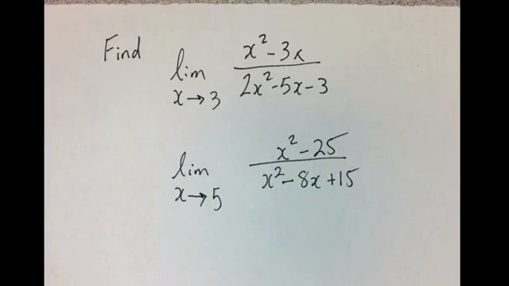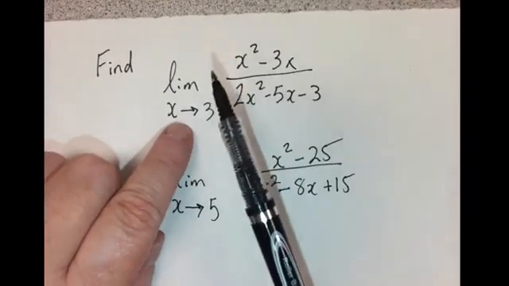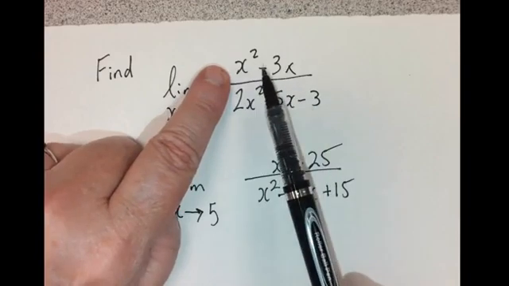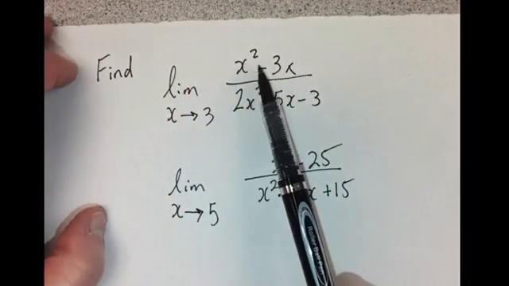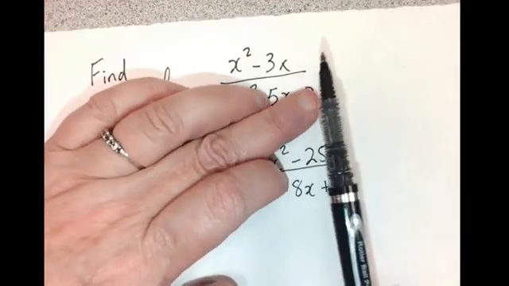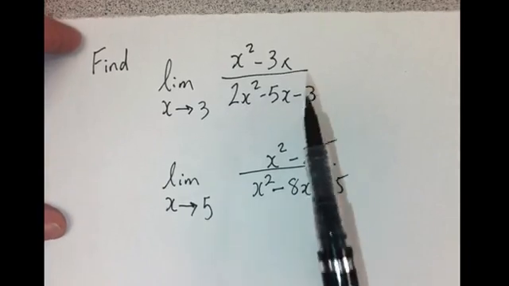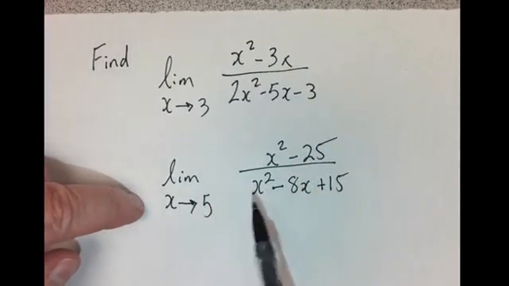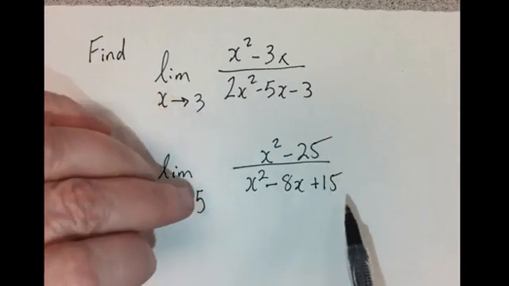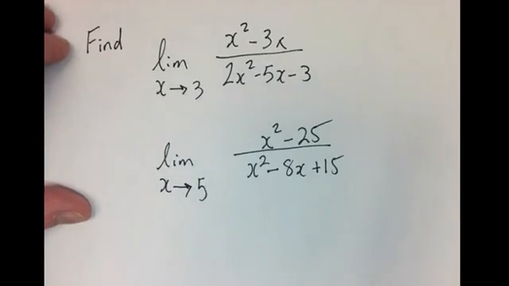Okay, suppose you're asked to find these limits. When you look at this one, and consider the limit of the numerator and denominator separately, and you plug in 3, which you can do if you have a polynomial, you're going to get 0 in the numerator and 0 in the denominator. The same thing happens if you try and plug in 5 for x into the numerator and denominator of this one. So you're going to have to think of something else.